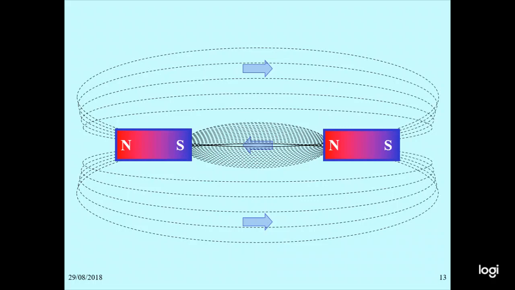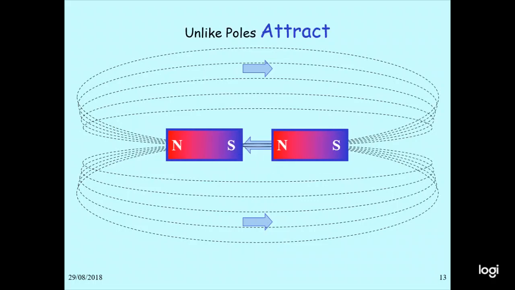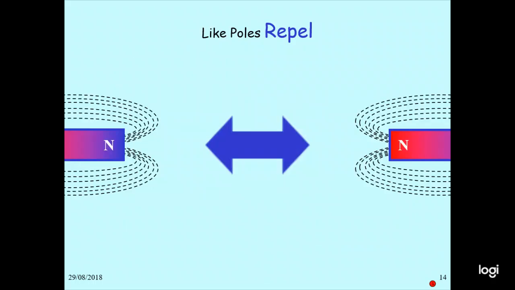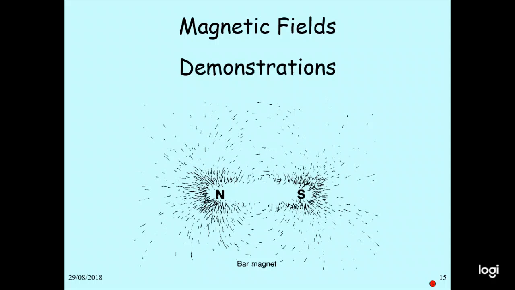The magnetic lines of force are flowing here. This is the direction of the magnetic line of force. Unlike poles attract, and like poles will repel. Magnetic fields are demonstrated here. This is a power magnet.